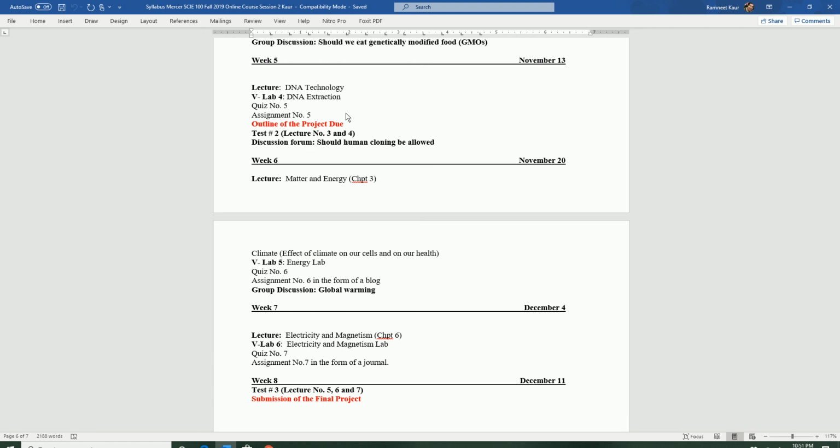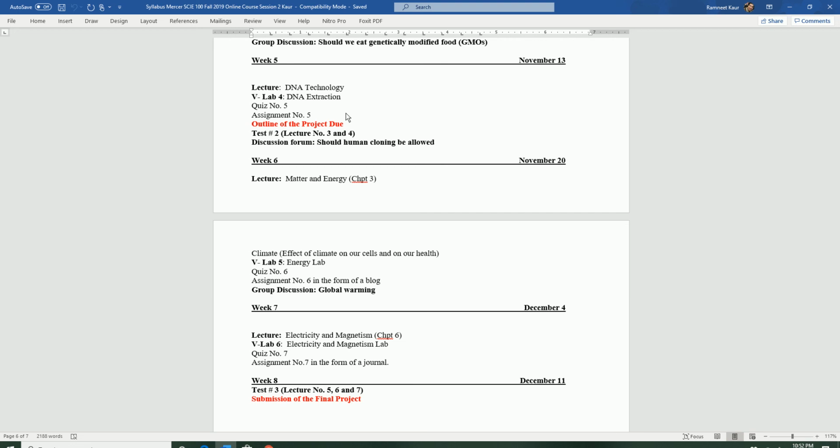I don't want people to plan something and at the end I have to tell you, oh, I'm so sorry, this is not a scientific experiment. So let's not land into that kind of a situation. Let's be more cautious.